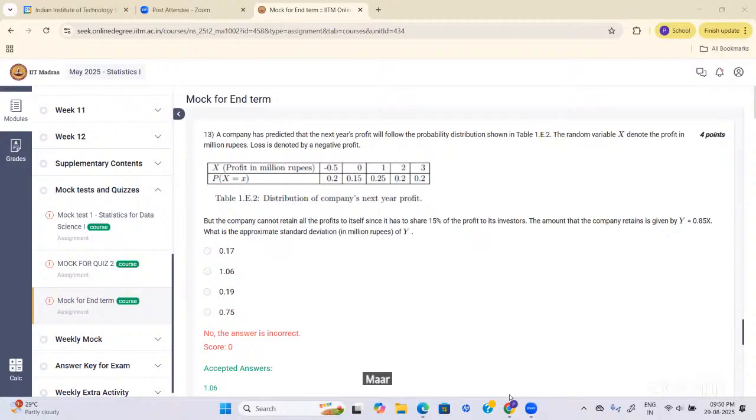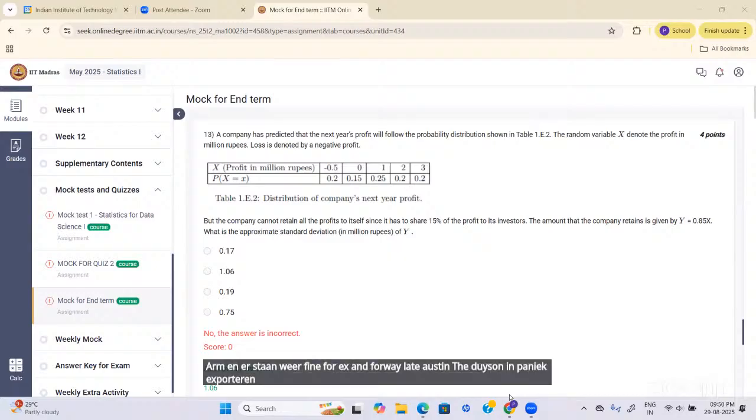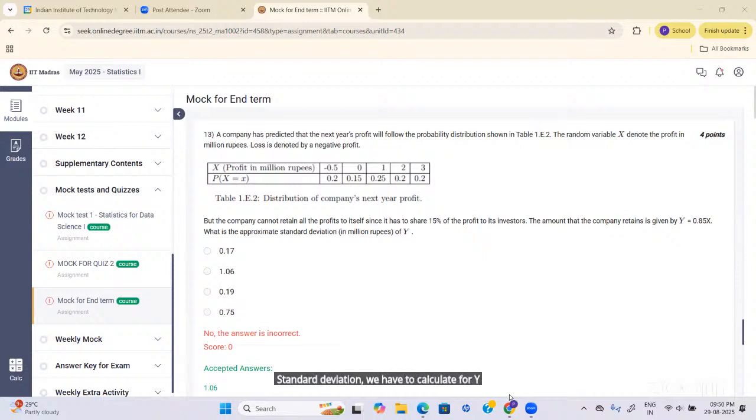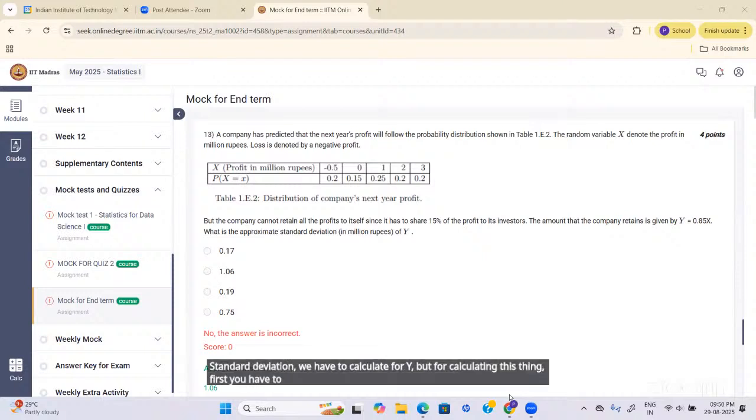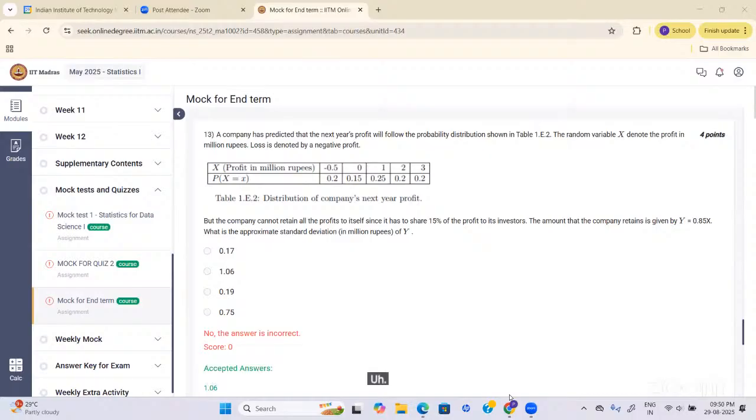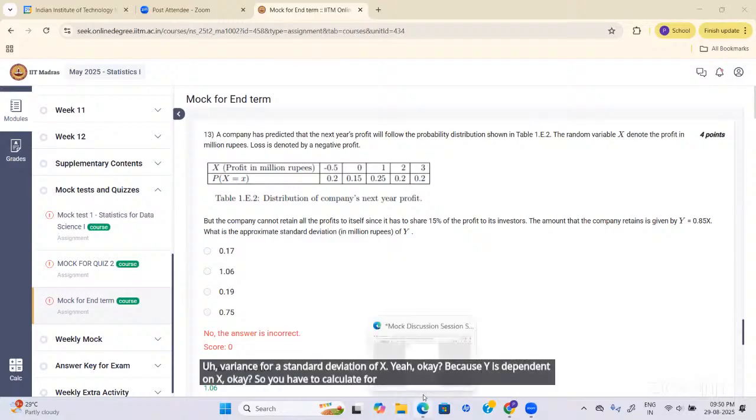We are finding for X and for Y. Like for standard deviation, we have to calculate it for Y, but for calculating this, first you have to calculate the variance or standard deviation of X. Because Y is dependent on X, okay? So you have to calculate for X first.